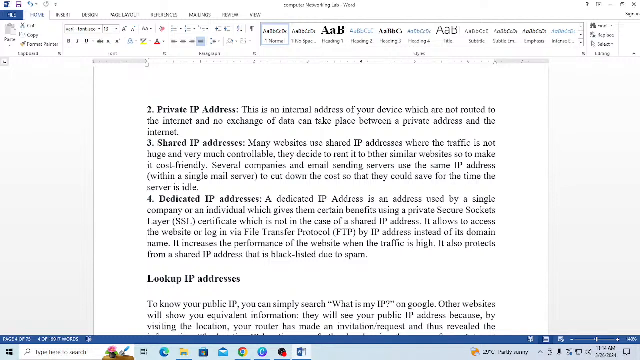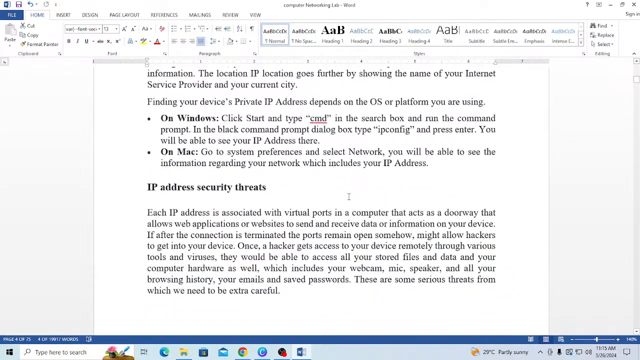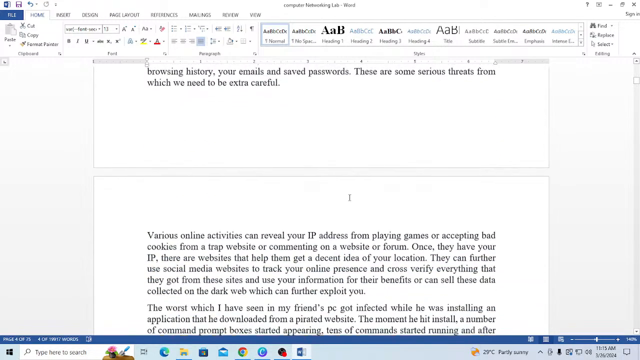And dedicated IP addresses. A dedicated IP address is an address used by a particular company. That means only one company, like Amazon, Flipkart, Snapcook, like that. We are providing a particular company-related IP address, which comes under dedicated IP address. So like that, what are the main concepts in IP addresses? We have to explain everything point-wise.